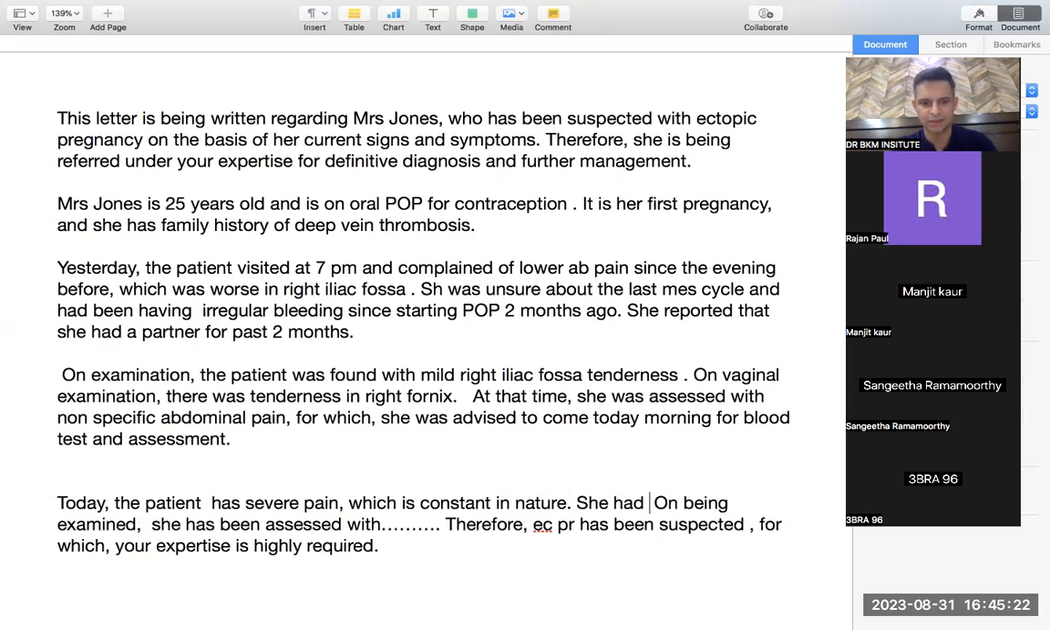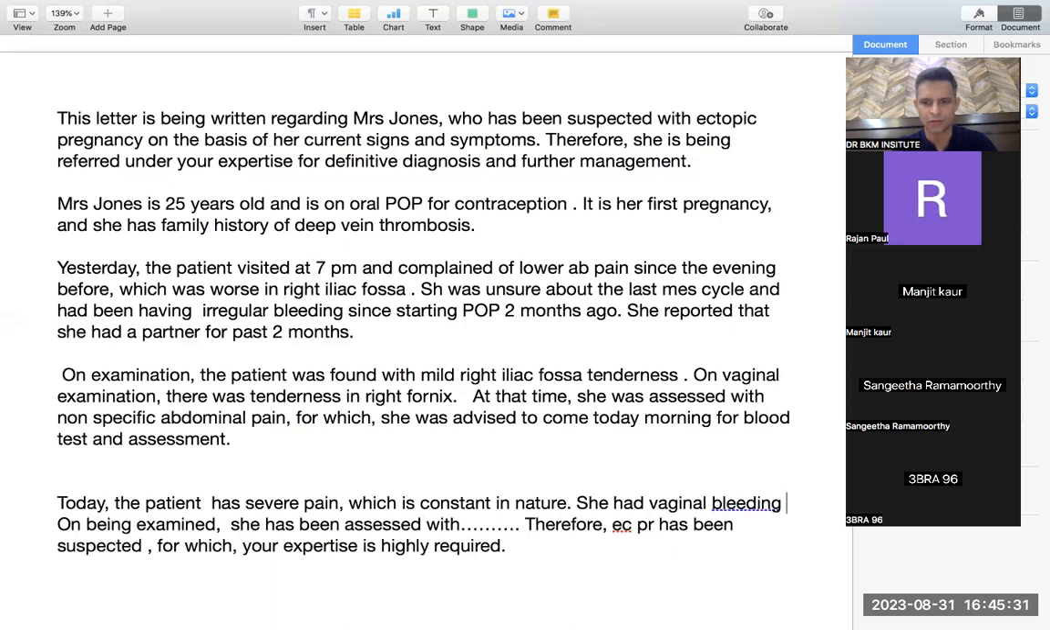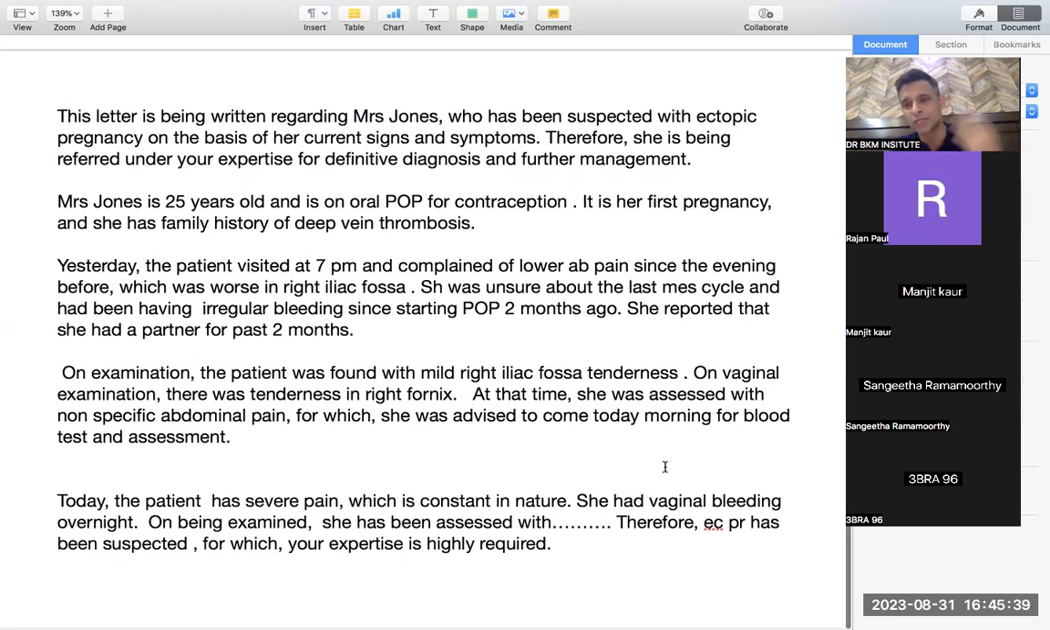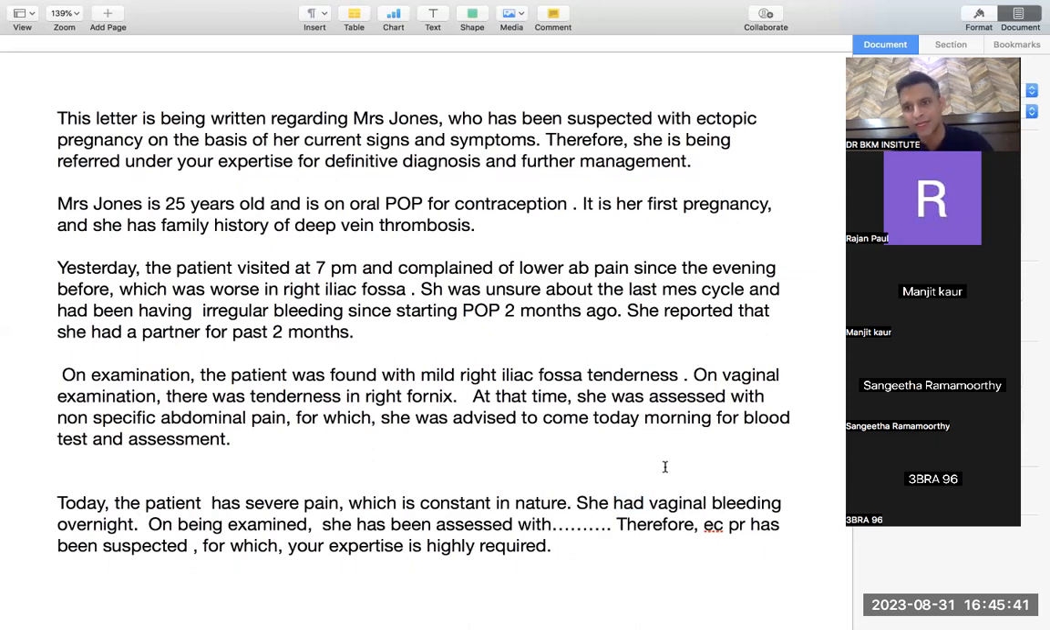She had vaginal bleeding overnight. Same words. Now you will say, why do we write past? Because it is a matter of past only. She had yesterday night, so I had to write had. So make it easy. Don't make it complex. Don't think why present, why past. Just speak in your own language. You would be able to get why you are writing it. So you just say she had.